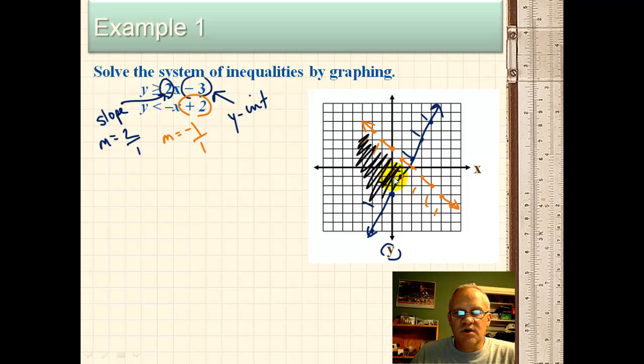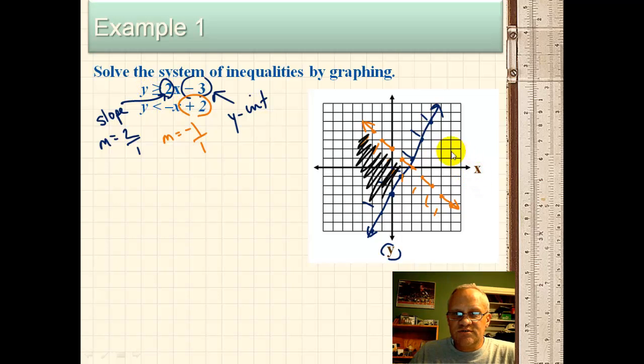And that's my solution. So what that means is that all of the points that are in this shaded area over here, every single one of those points, the combinations of x and y, when you put them into these inequalities, it will make both of them work at the same time.